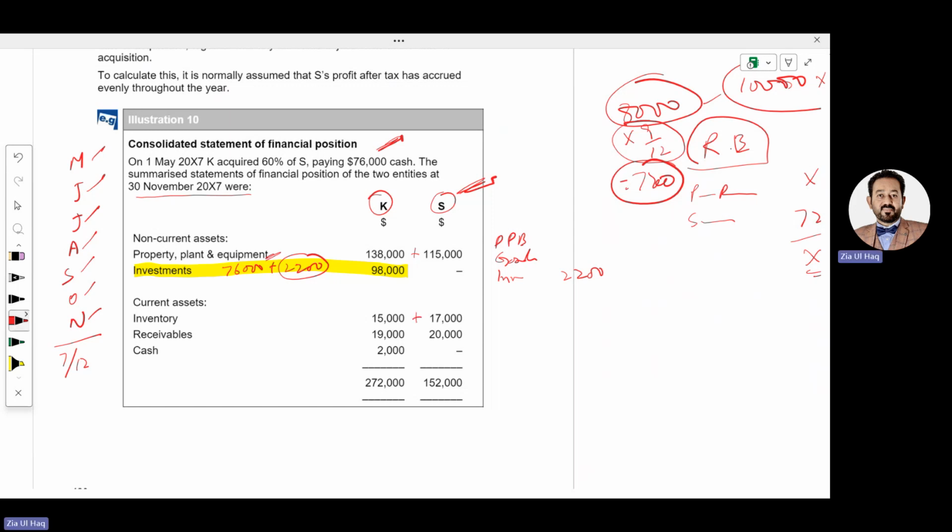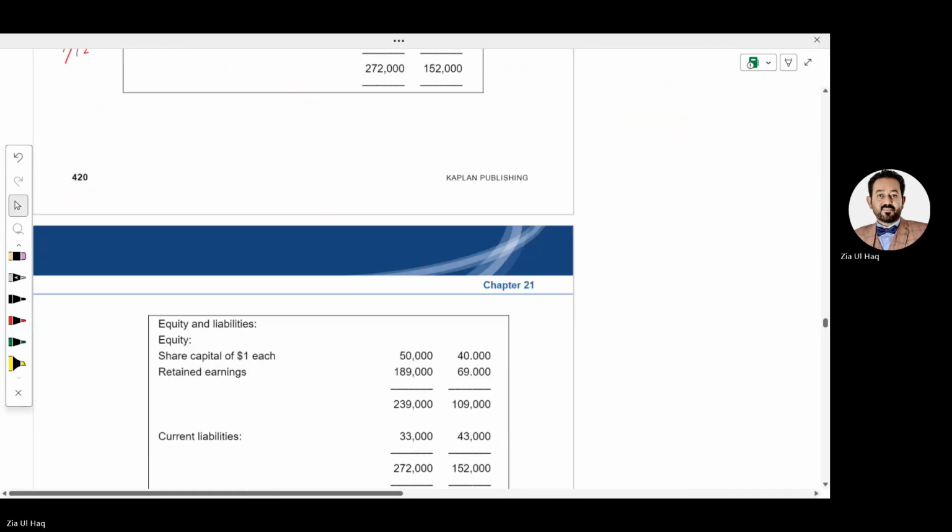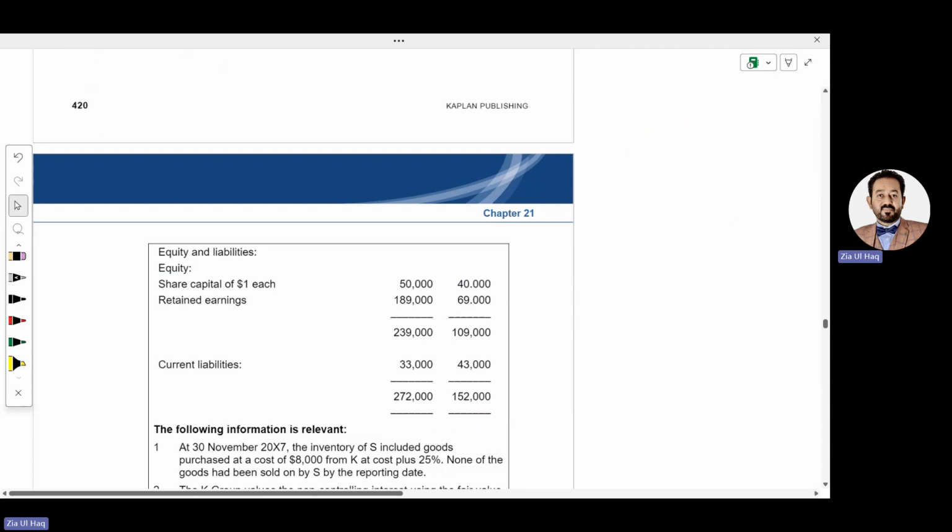Inventory we will add, receivable we will add, cash we will add. For equity, we will record only this. Retained earning we need to calculate. These figure will be used for calculation of net assets. Current liabilities we will add.